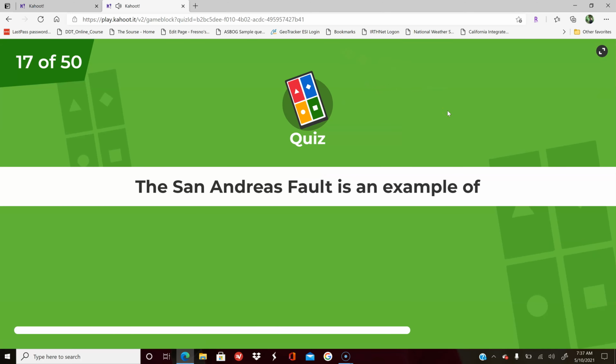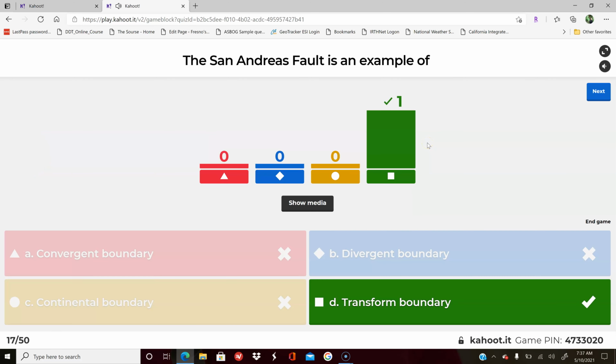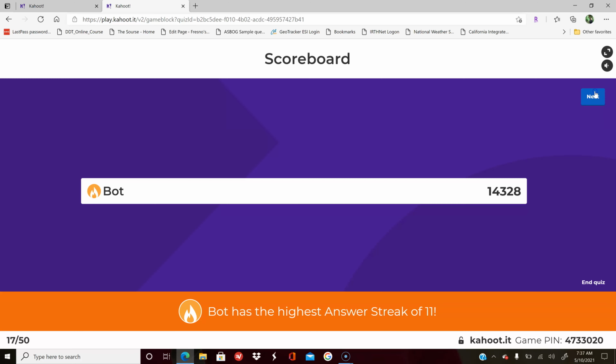The San Andreas Fault is an example of what? A convergent plate boundary, a divergent plate boundary, continental boundary, or a transform plate boundary. So this is a transform plate boundary, right? The San Andreas Fault is on the dividing line between the Pacific plate and the North American plate, and they slide past each other. So this is a transform plate boundary.